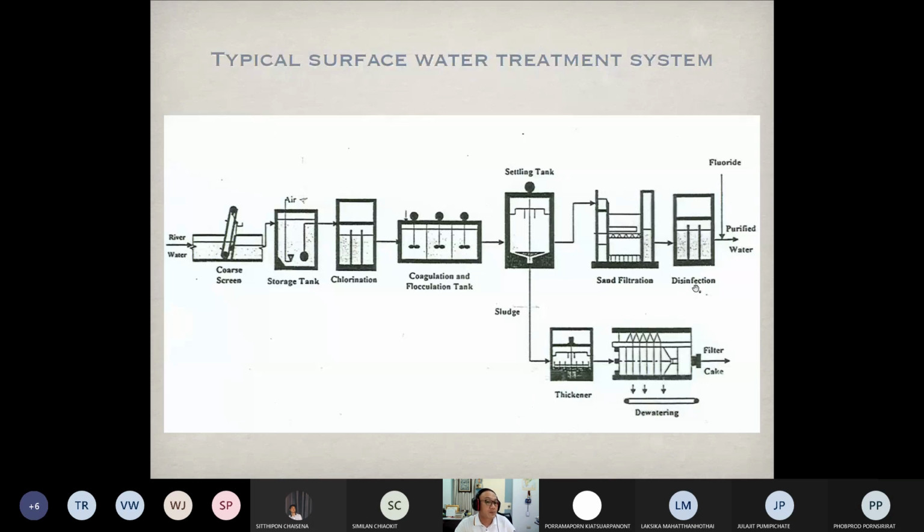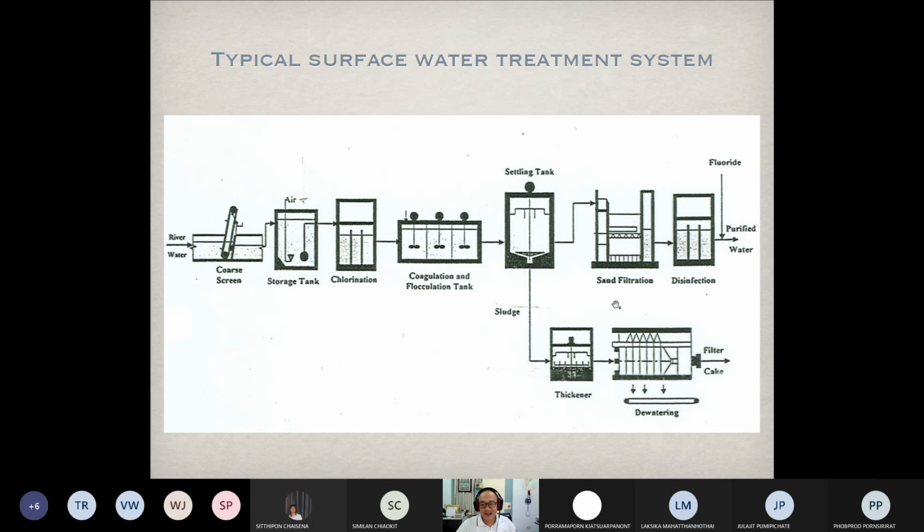Sometimes we add fluoride. Sometimes we make up deficiencies. If the raw water doesn't contain fluoride, we want to promote healthy teeth, maybe we can add some fluoride, but it depends on the raw water source. In Thailand, addition of fluoride is not required because we already have a lot in raw water resources in most parts of the northern region. That is why addition of fluoride at the end is not required.